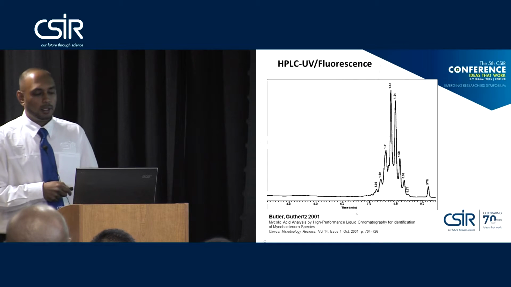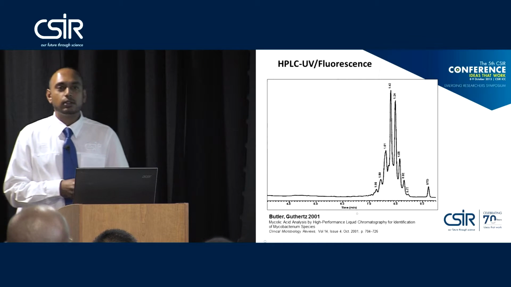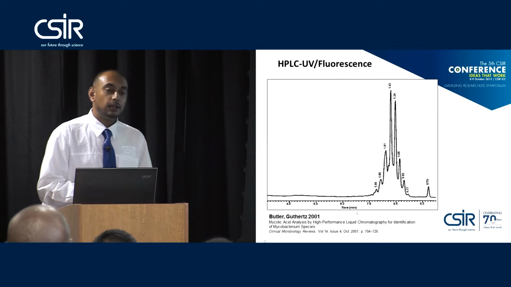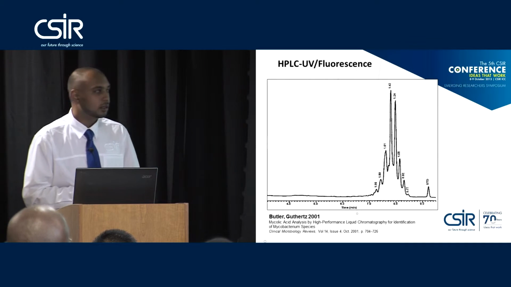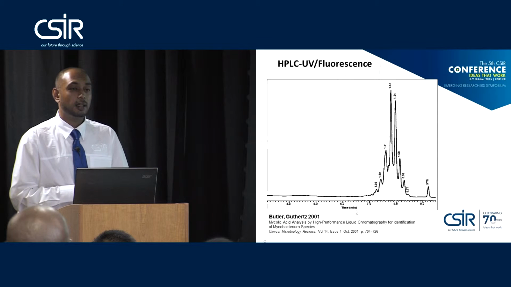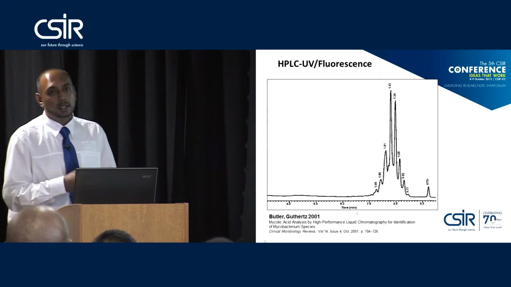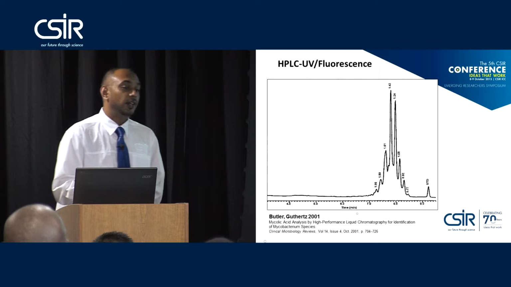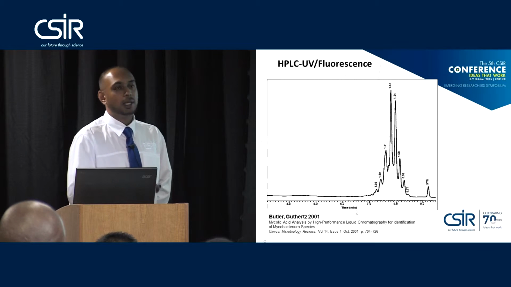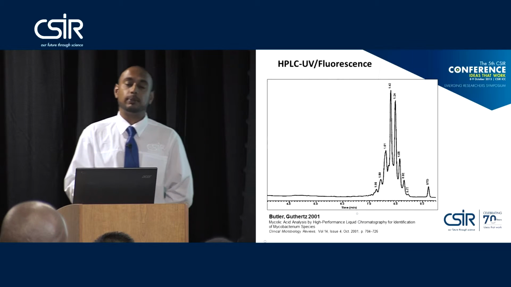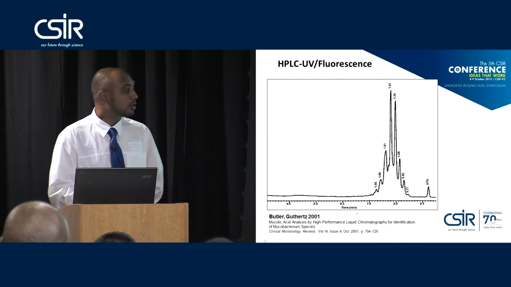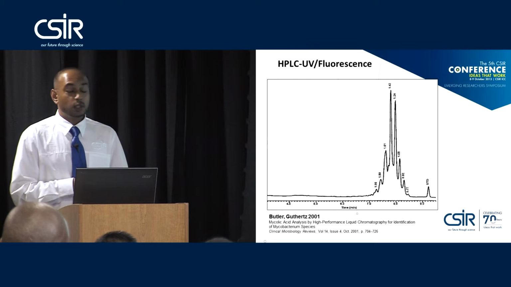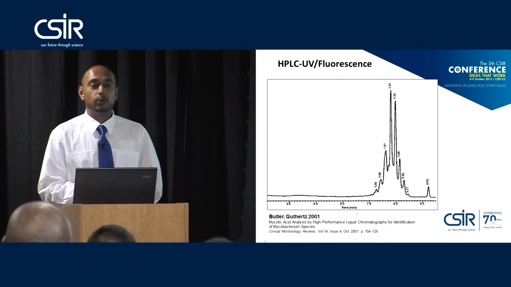Then, as far as the 90s and the early 2000s are concerned, a well-implemented test in the laboratory to speciate mycobacteria is an HPLC fluorescence assay, and Butler and Guthertz, in collaboration with the CDC, optimized and validated, in fact standardized, an assay that was well implemented globally to identify different mycobacterial species. This was performed routinely in the microbiology laboratories.